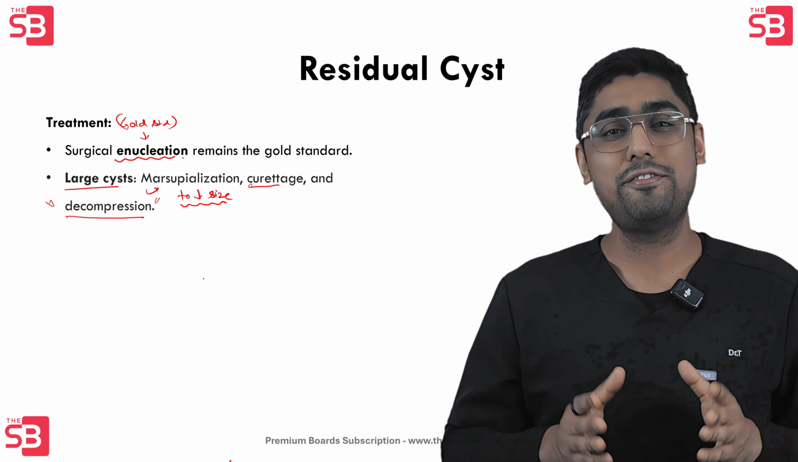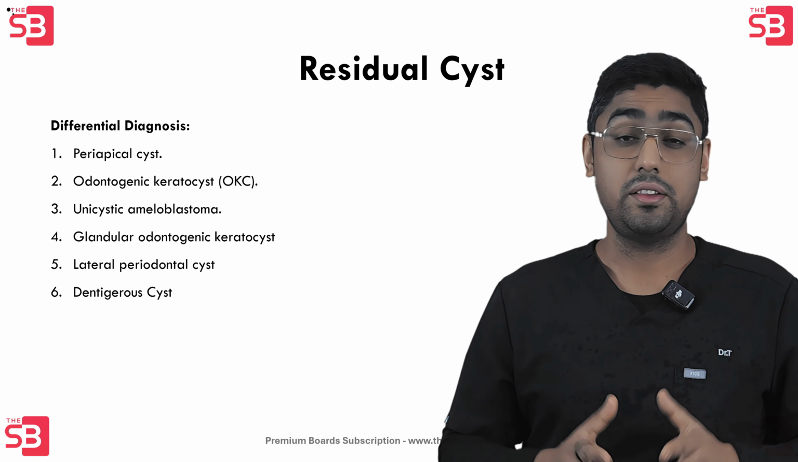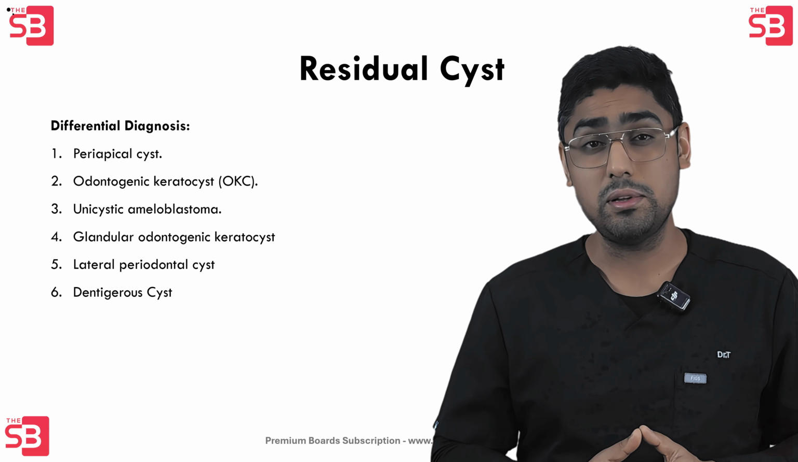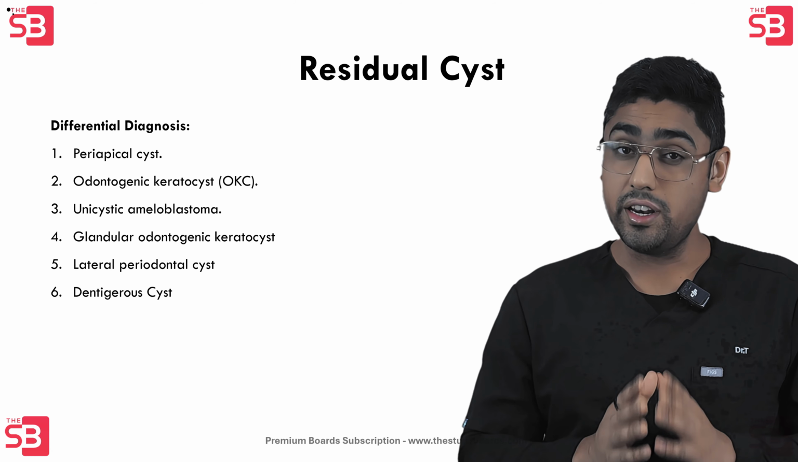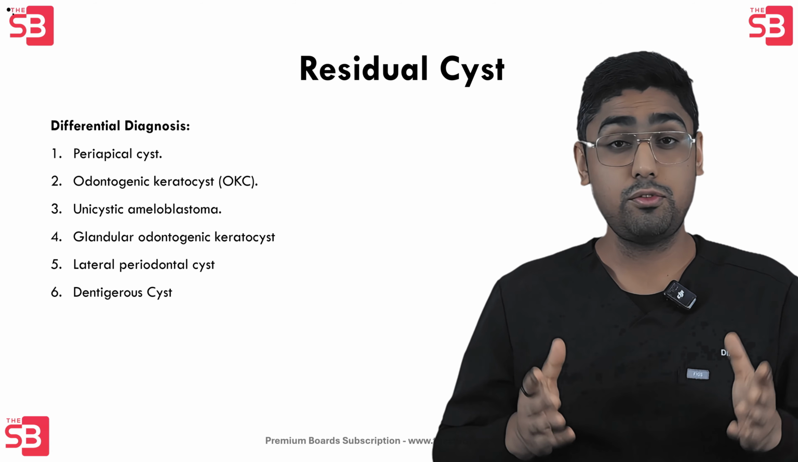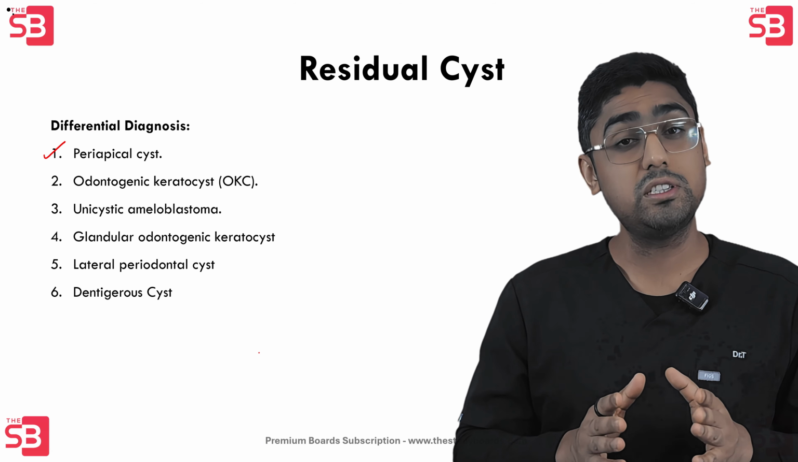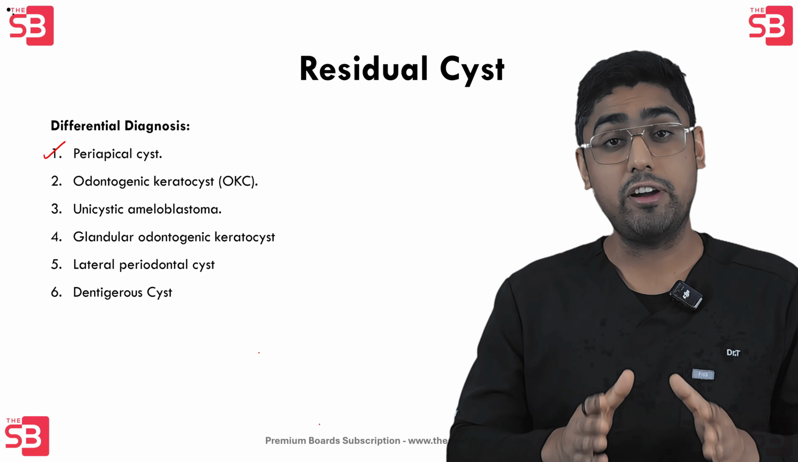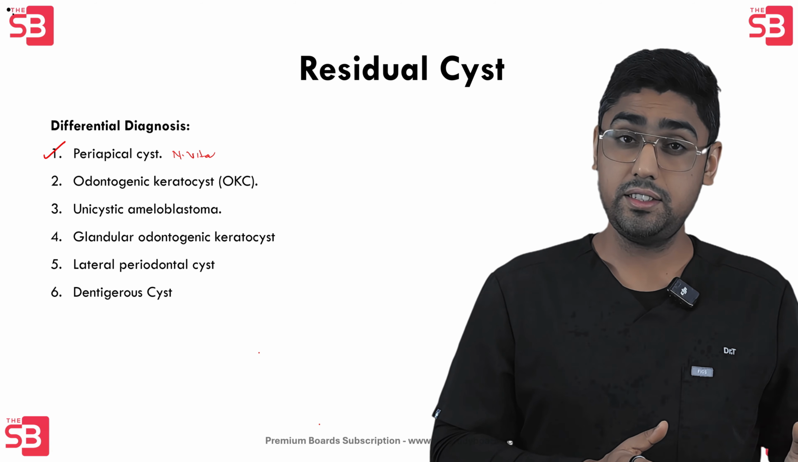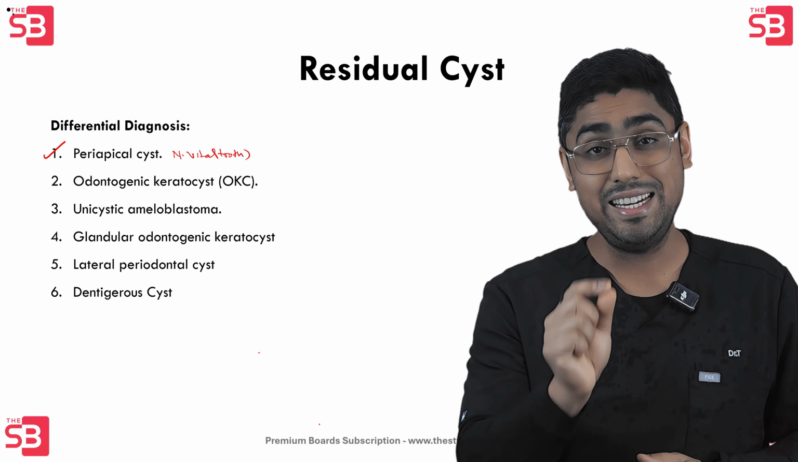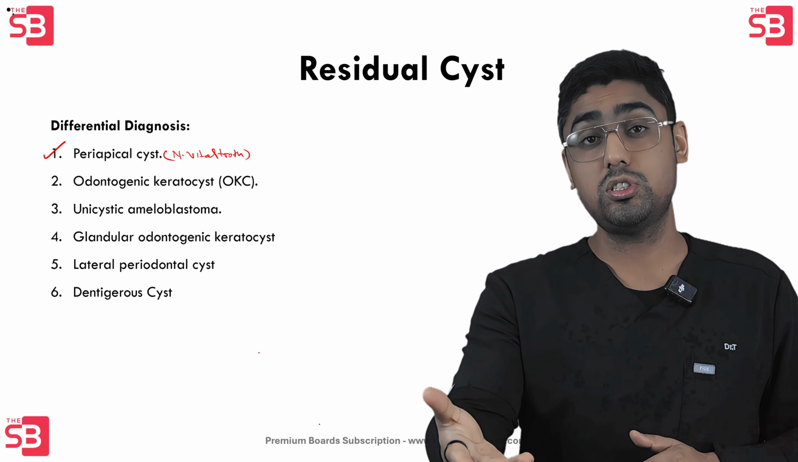Now let's look at the differential diagnosis for residual cyst. And there are a few lesions that can look very similar radiographically or clinically. So here is how we are going to tell them apart. First of all, let's discuss periapical cyst. It looks very similar, but it is always going to be associated with a non-vital tooth, while a residual cyst is always going to be associated with the edentulous area, which is exposed after extraction.